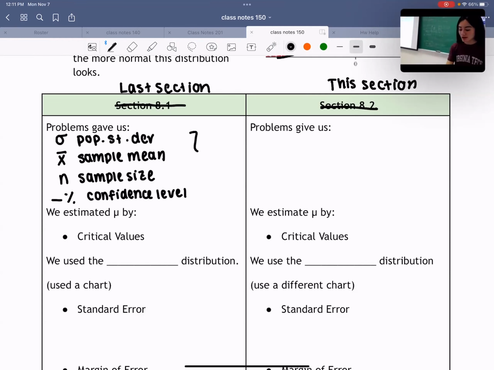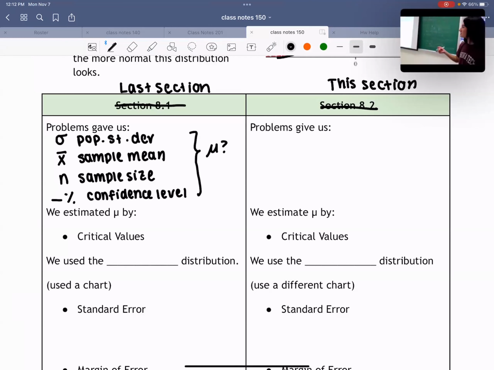And what we were asked to do is it said like, what's the population mean, right? We wanted to say that we were blank % confident that the population mean is between these two numbers. Okay, so we did all this stuff to get the population mean. Okay, now how did we do this?